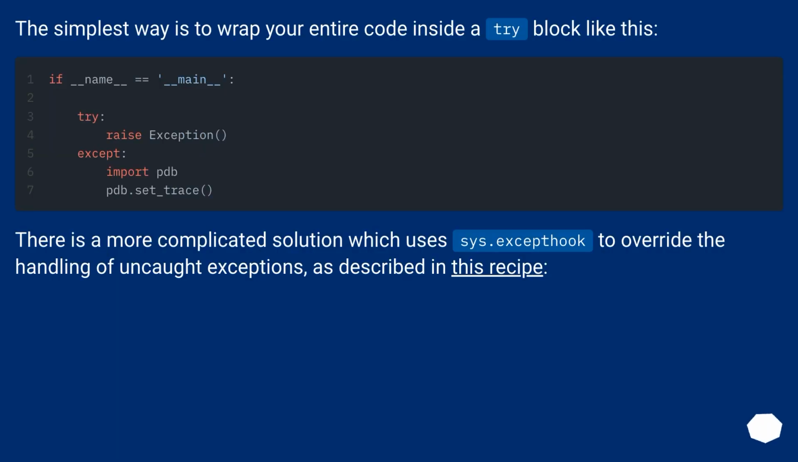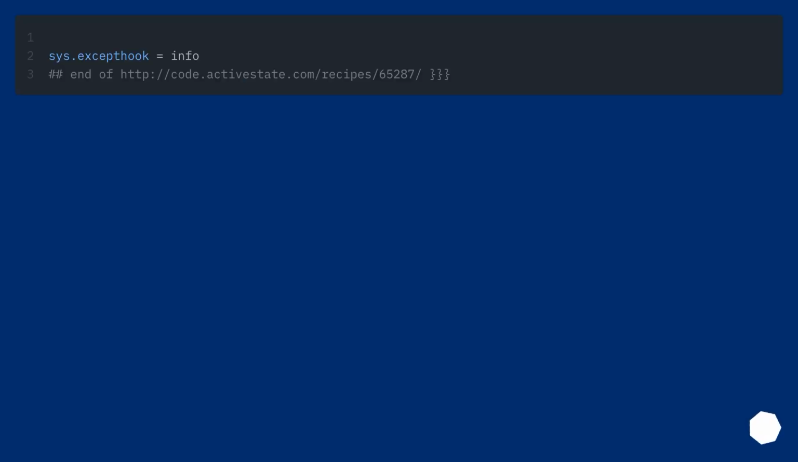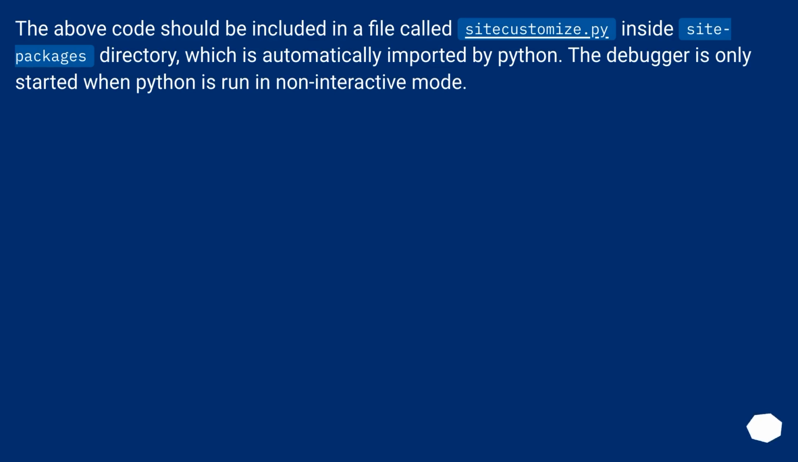The simplest way is to wrap your entire code inside a try block like this. There's a more complicated solution which uses sys.excepthook to override the handling of uncaught exceptions, as described in this recipe. The above code should be included in a file called sitecustomize.py inside the site-packages directory, which is automatically imported by Python. The debugger is only started when Python is run in non-interactive mode.